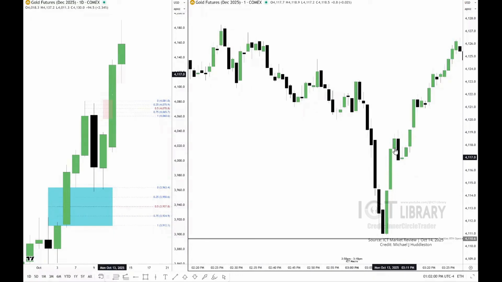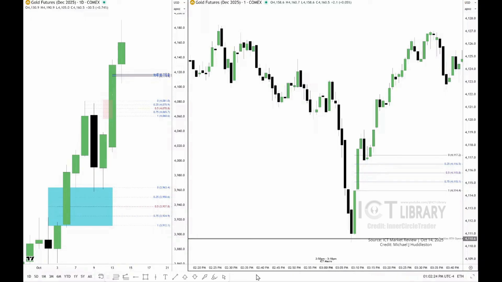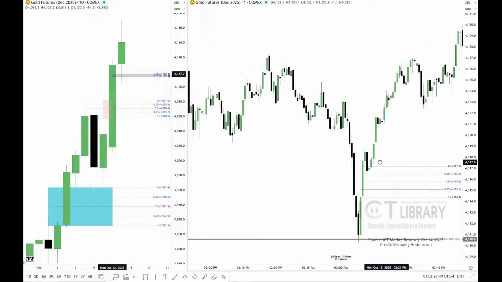Here's an inefficiency. We trade down into it. Couldn't get to consequent encroachment or halfway point. Well, you could see it without having any fib on it. Here's the halfway. Here's quadrant upper. Did it touch it? Nope. And it's rallying. This easy draw. Hits it. Not yet. Right there.